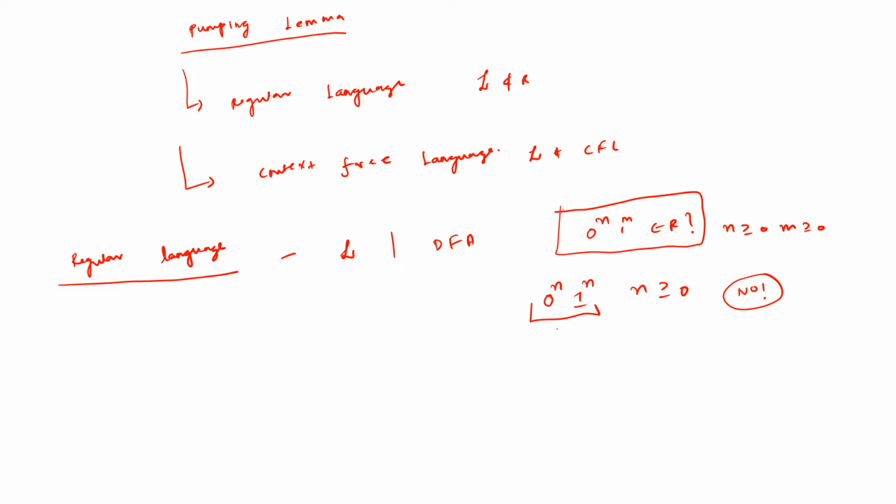Now, in this class, for those languages that are not regular, we will see how we can say no in a principled manner. This class is not about saying yes. We don't know how to say yes yet, but if a language is not regular, we can definitely say no.